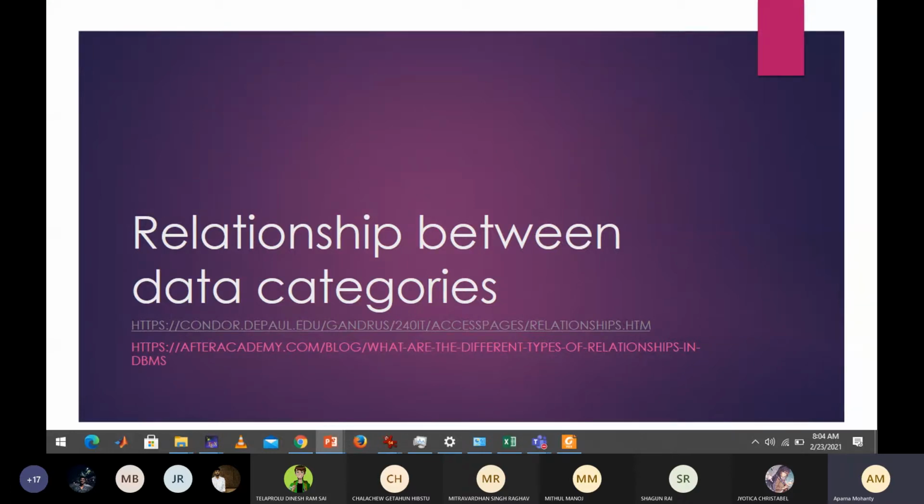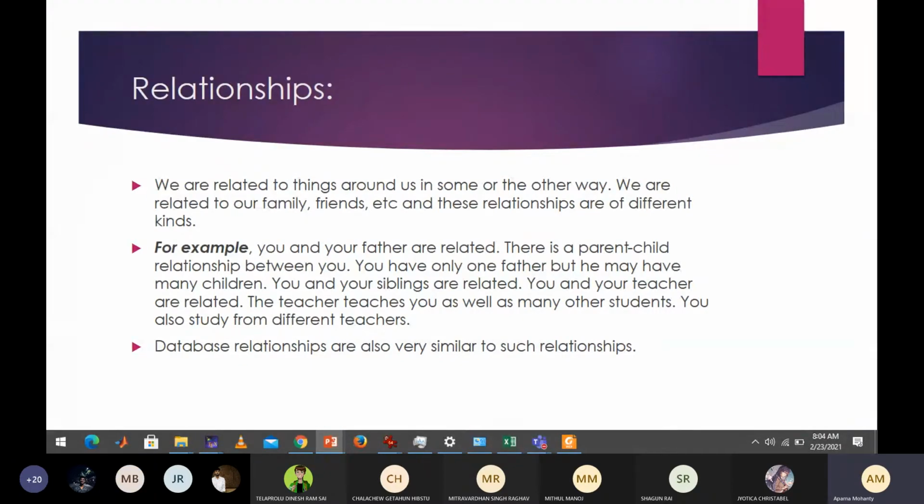So now we'll move into the next part of the first module, that is relationship between the data categories. My slides are visible, right? Everybody can see this? Yeah, are my slides visible? Yes, ma'am. Hello? Okay. Okay, so now coming over to relationships.